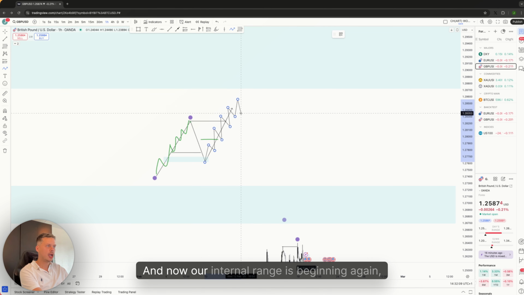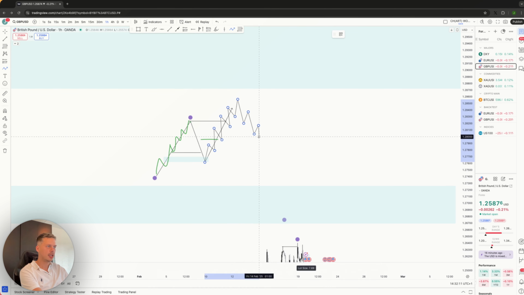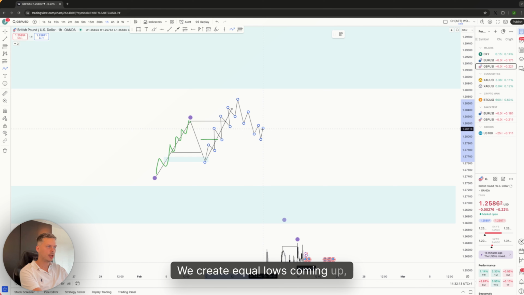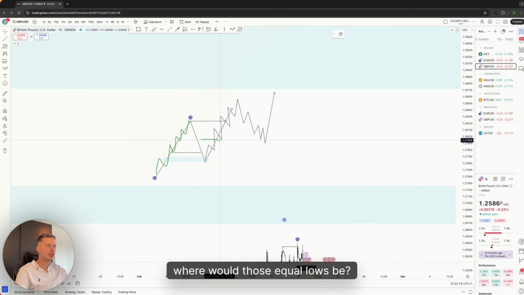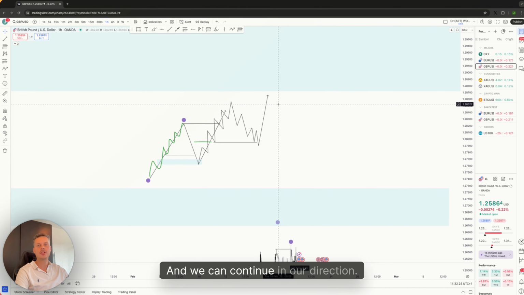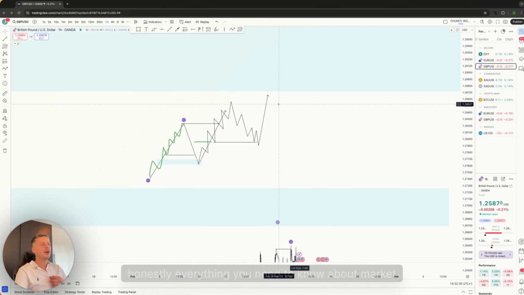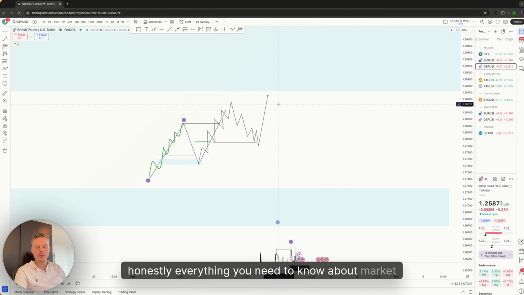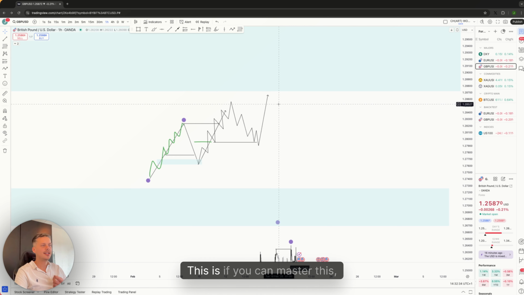And now our internal range is beginning again, right? We create equal lows, coming up, sweep of equal lows, moving. Where would those equal lows be? Of course, here would be the equal lows, sweep of equal lows, bullish break of structure, and we can continue in our direction. And this is honestly everything you need to know about market structure. If you can master this, you're already 50% there. Honestly, this is one of the most important things.